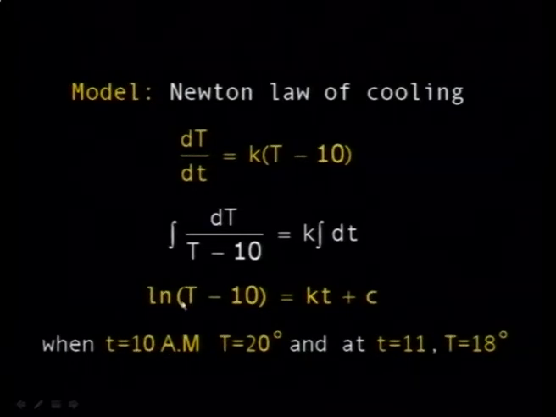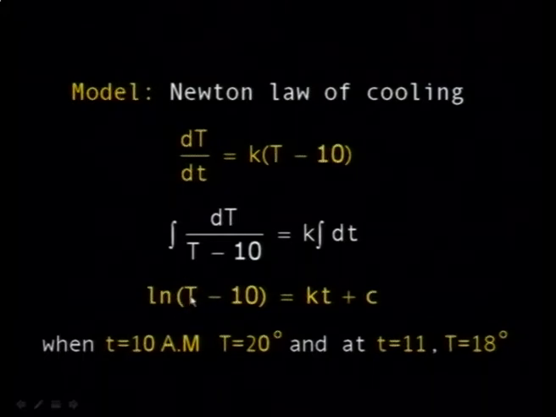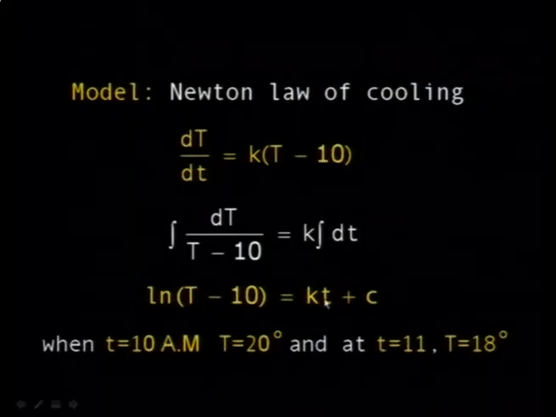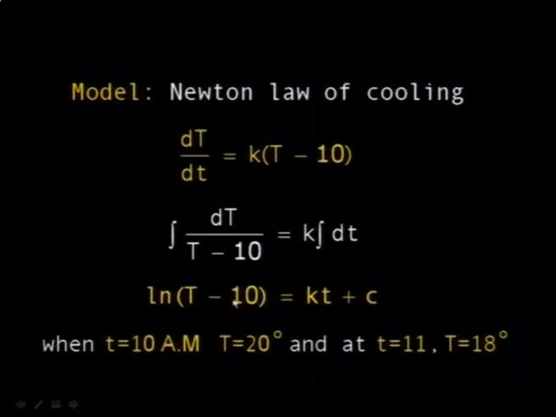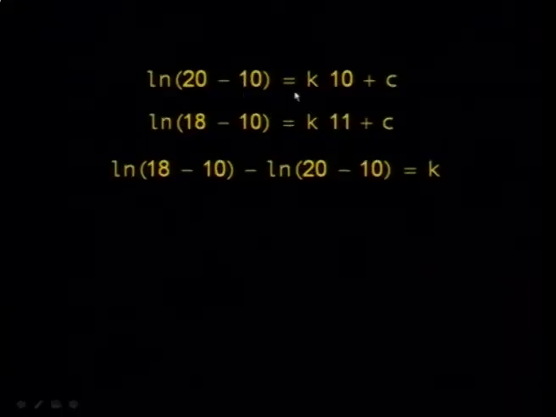You can apply this to the equation. In other words, when T is 20, small t is 10, and when T is 18, small t is 11. So what you do is that you have two equations in two unknowns, which you can solve, as a matter of fact.